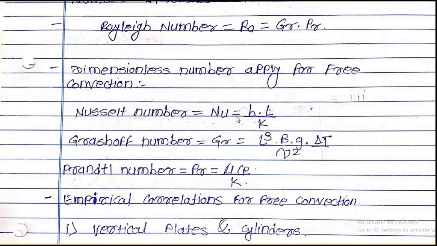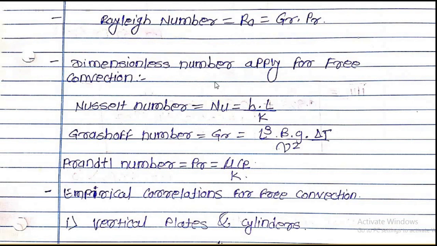Okay, so these dimensionless numbers are derived by using dimensional analysis applied to natural convection. In that case we get the Nusselt number. Nusselt number is equal to h multiplied by L divided by k, where h is the heat transfer coefficient, L is the characteristic dimension of the geometry, and k is the thermal conductivity. Then we know Grashof's number, denoted by Gr, is equal to L cubed multiplied by beta multiplied by g multiplied by delta T divided by nu squared.